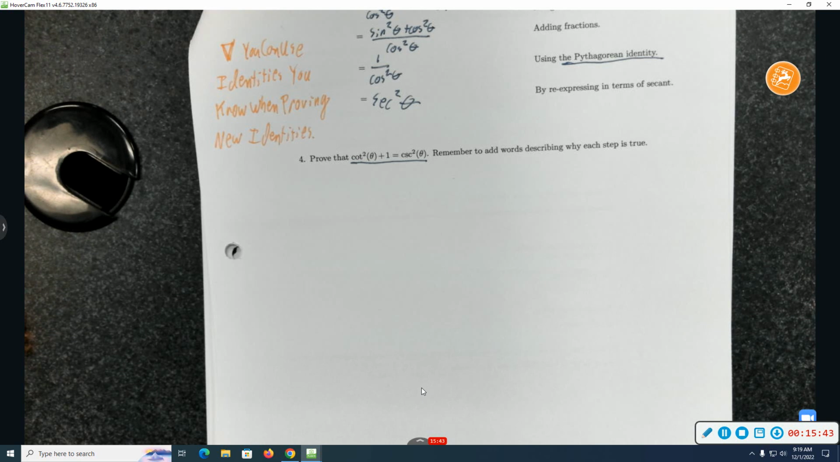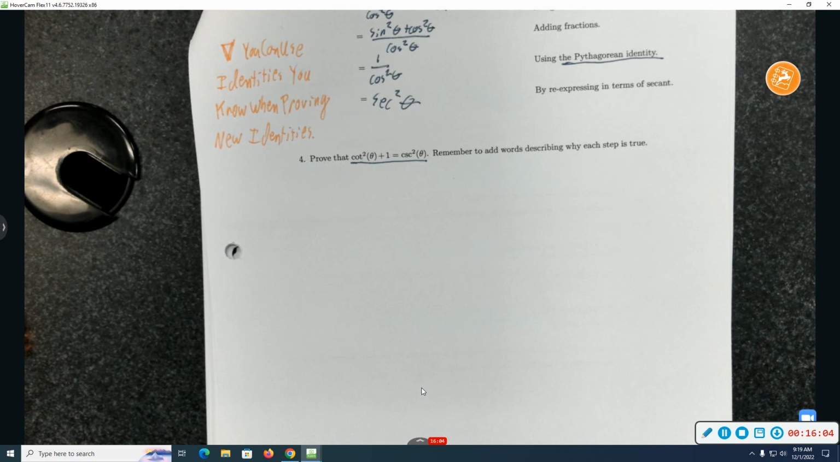Cool. What sort of strategies? Well, let's talk through a proof. Do people want more time before we do that? Okay, let's talk through the proof of this. Cotangent squared plus 1 is apparently the exact same thing as cosecant squared. Why is that true?